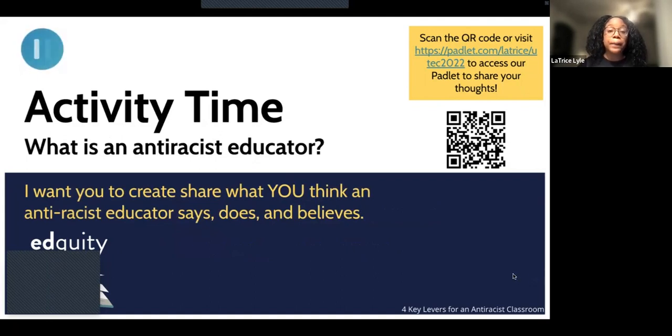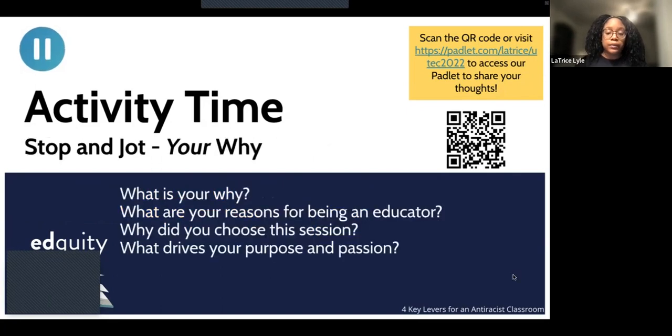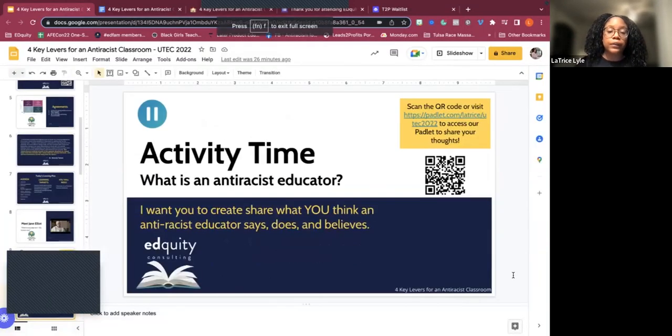All right, so you're back. You have done your reflection, and now it's time for the second activity. This activity is essentially you getting to create the avatar of what you think an anti-racist educator does. So what we'll do is, in a second, I'm going to ask you to head over to the Padlet, and I want you to create and share what you think an anti-racist educator says, does, and believes.